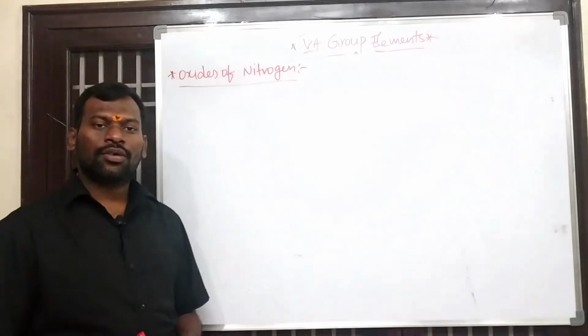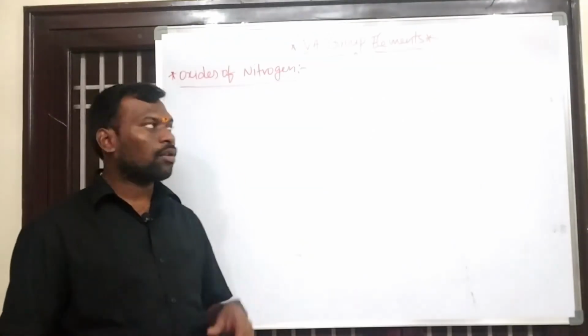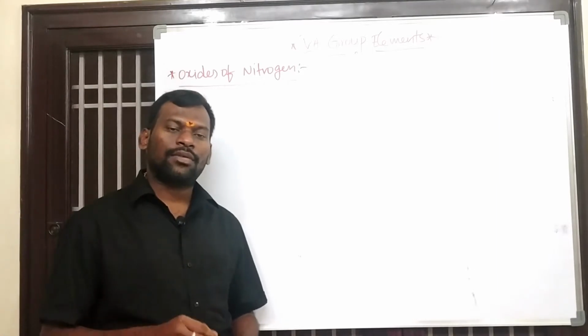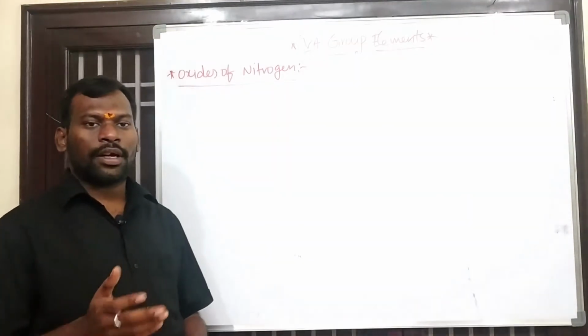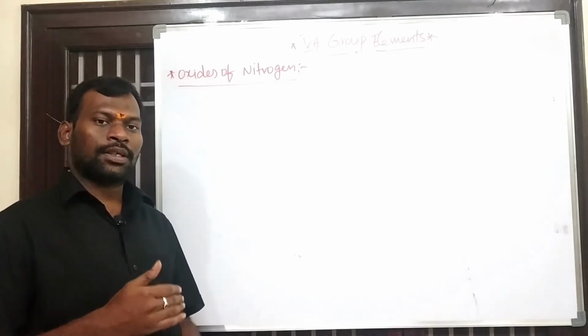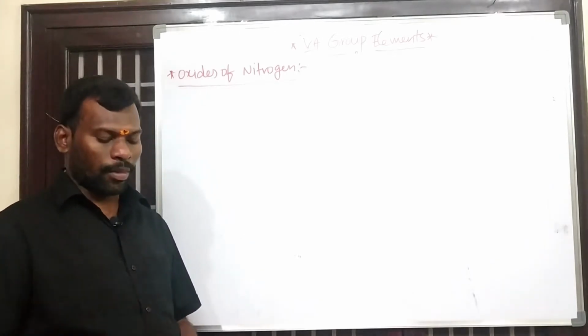Ideal chemistry. Today's session we are discussing oxides of nitrogen. Nitrogen can form five types of oxides. We already discussed the reaction with oxygen. So we will be discussing each oxide one by one.